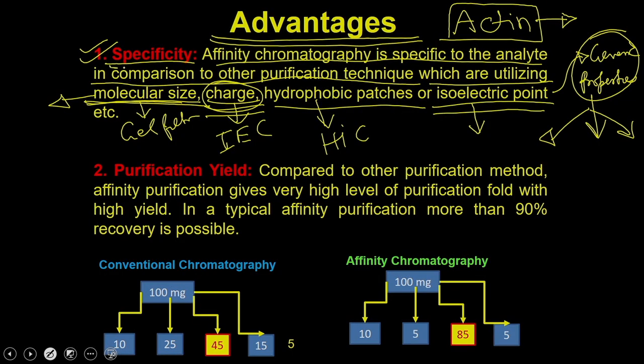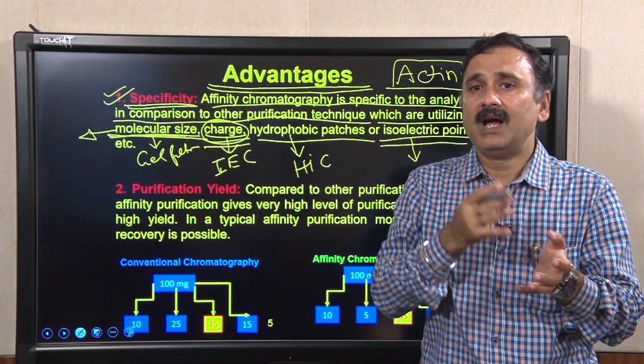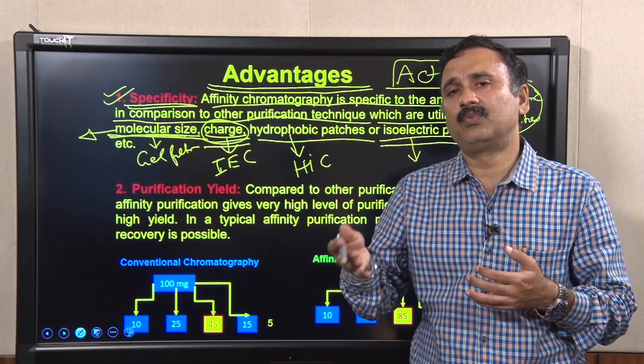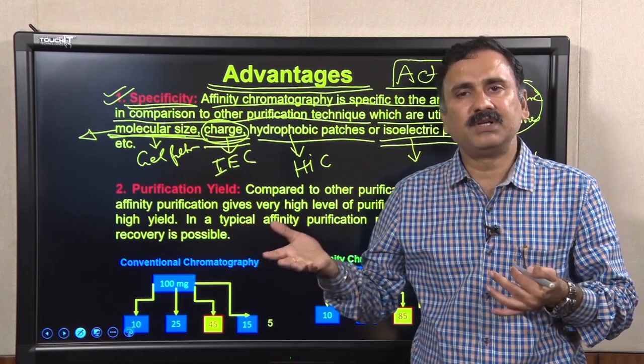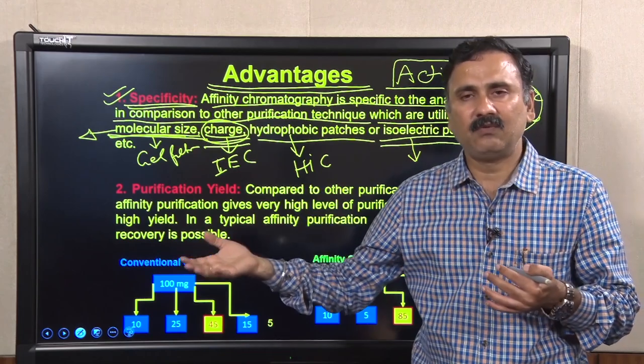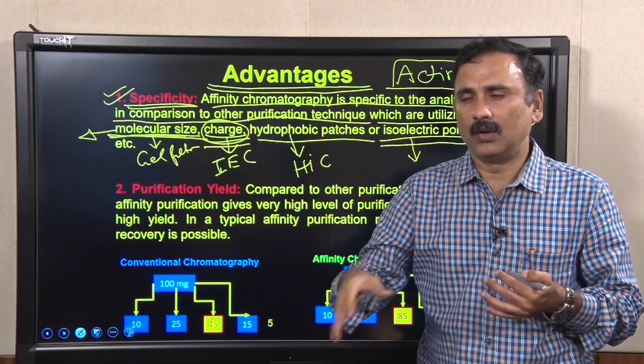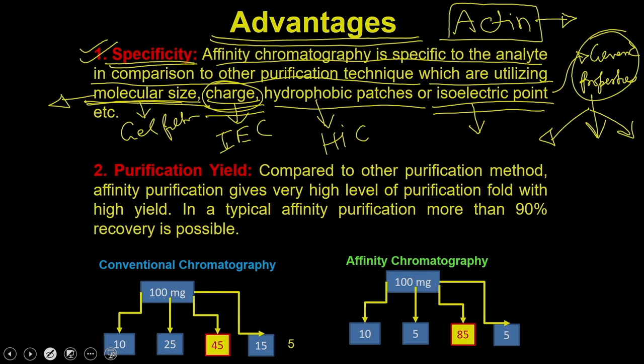Whereas with affinity chromatography, I might be able to purify the actin in a single go by utilizing receptors which have affinity for actin. So that specificity is a very, very important and exclusive advantage of affinity chromatography.